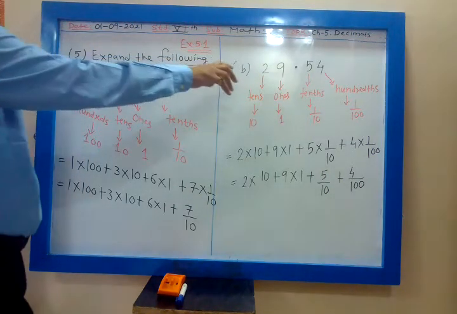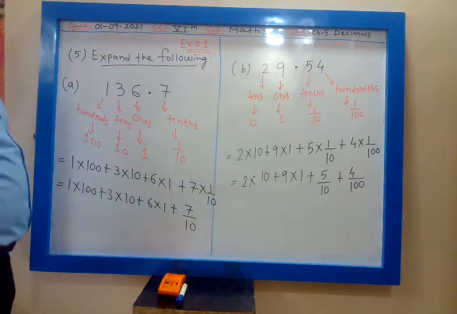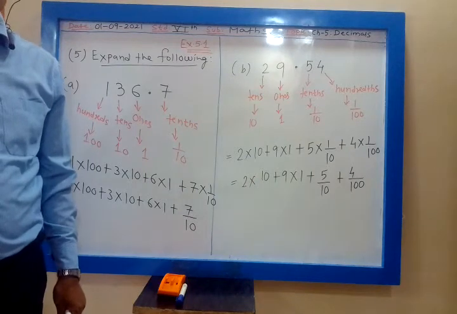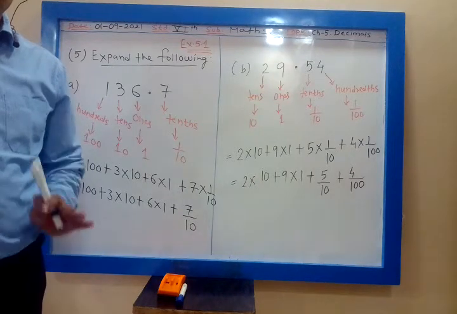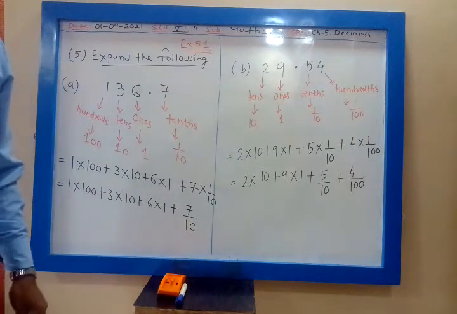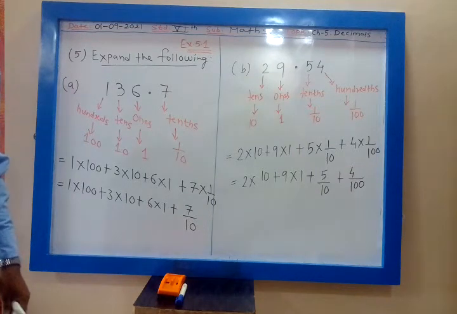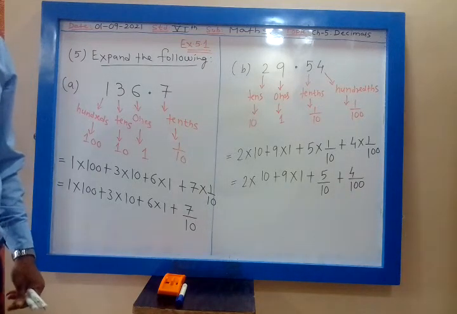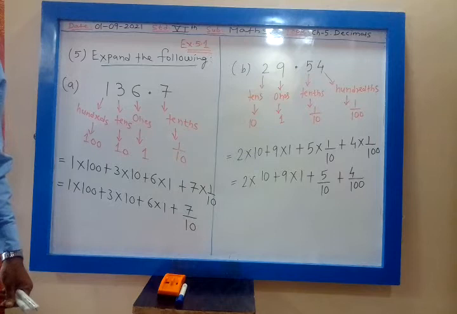After decimal it is tenths, hundredths. Screen is very much clear. If I change the setting, then it will get disturbed. Setting I cannot change. Screen is clear, my dear.